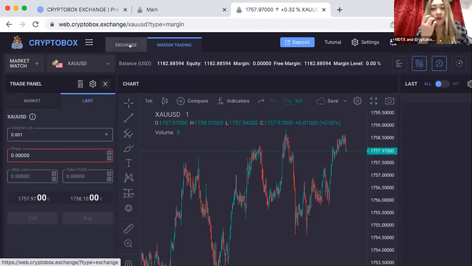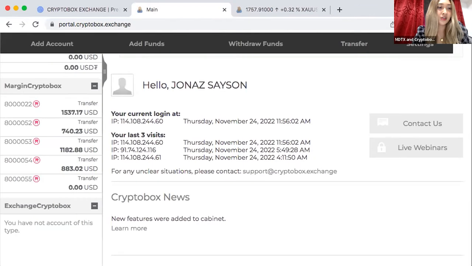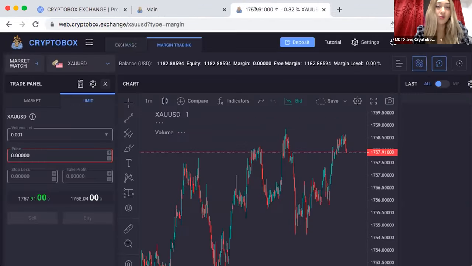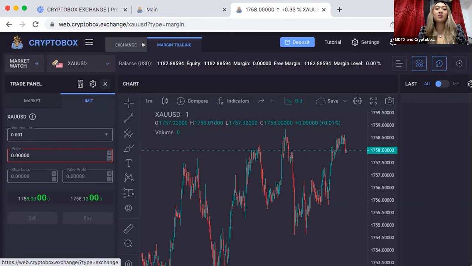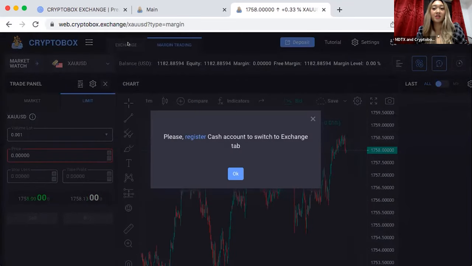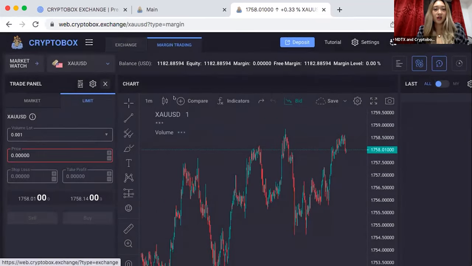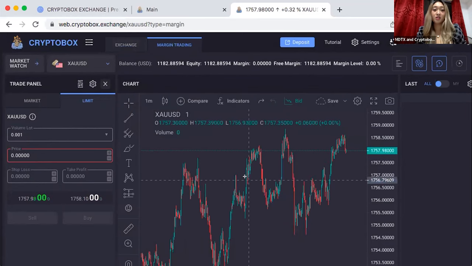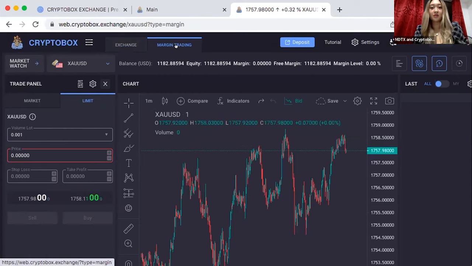I just want to go through really quickly what is on this interface. You see there are two tabs at the top that say exchange and margin trading. Remember the accounts that I mentioned, the margin accounts and the exchange accounts? That is where it splits here as well. For the exchange accounts, you will be trading under the exchange tab. Since I do not have an exchange account, as you can see, it will ask me to register some cash into the exchange account. But once you open the exchange account, it looks similar to the margin trading. Since I only have margin accounts, I will be under the margin trading tab.